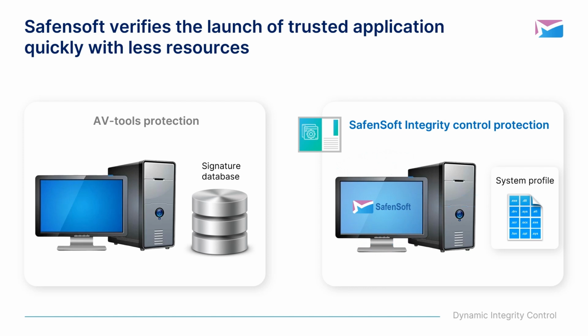The problem is that scanning and checking takes time and computing resources. The operating system and applications are working slowly. We know that in many blacklisting information security products, AV scanners are supported with behavior analysis modules. SafenSoft verifies the process quickly with fewer resources.